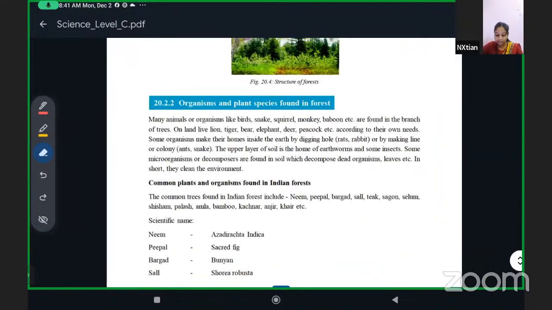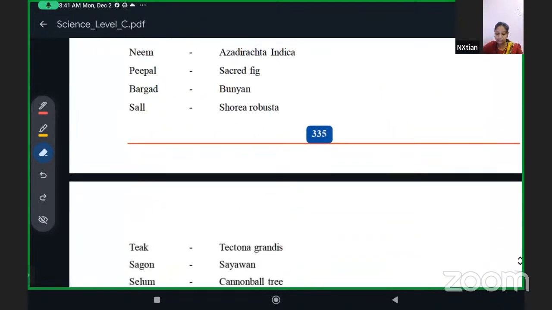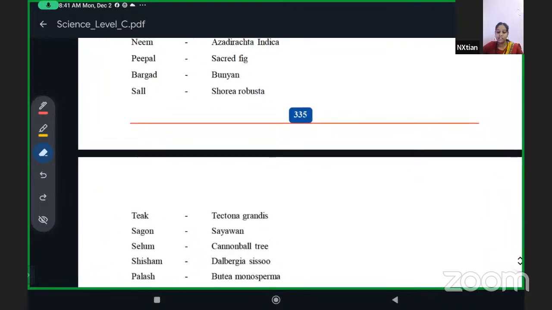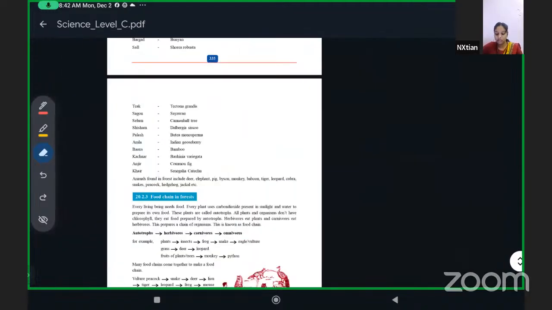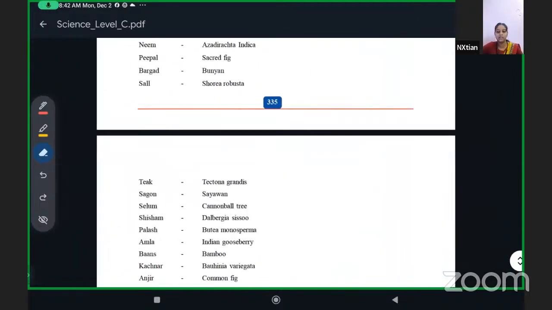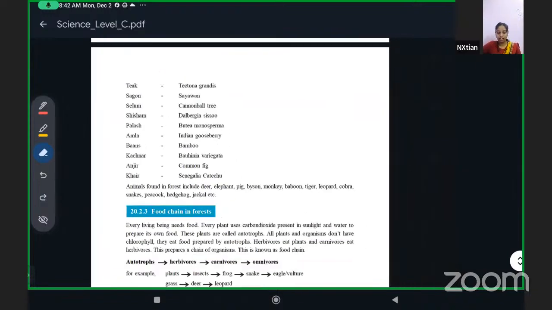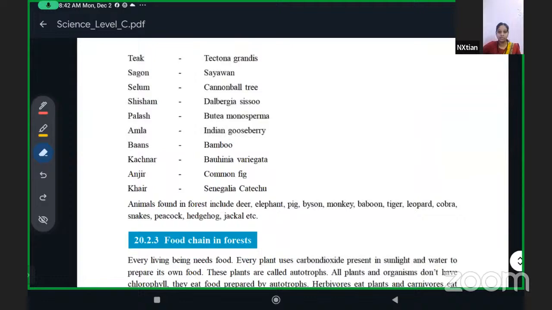All right. Organisms and plant species, scientific names. You might want to ask me whether you have to learn the exact scientific names of all the trees. It's not necessary that you learn 10 to 15 scientific names of trees. No. But yes, two to three you should know, so that you can give examples while you are answering the question. Two to three, any that you find easy, you can do.